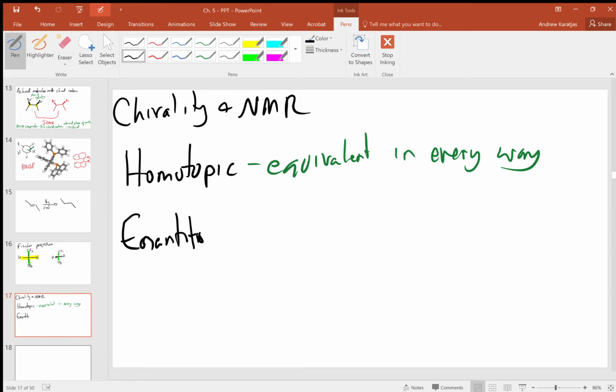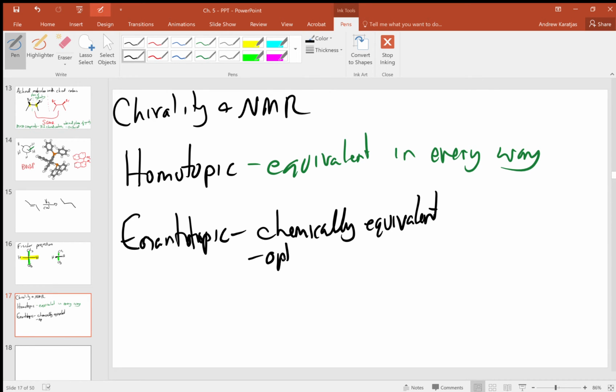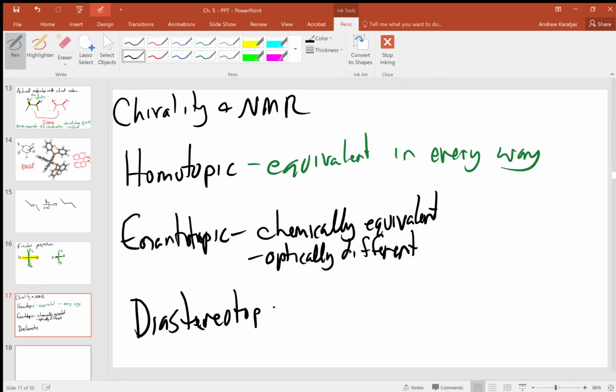and enantiotopic, which means they're chemically equivalent, but optically different. Now these two won't really affect our NMR spectrum. But if two protons are what we call diastereotopic, then they are in fact chemically different.